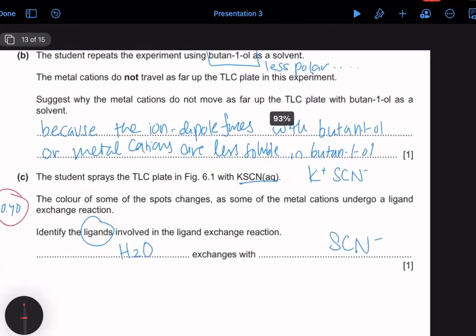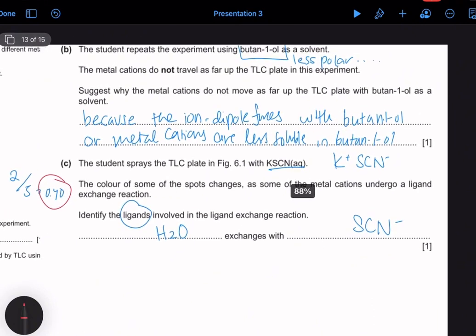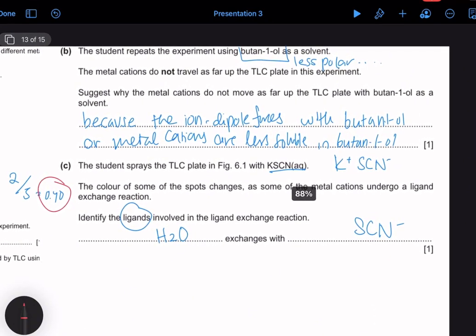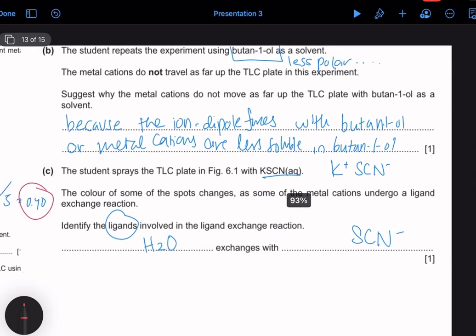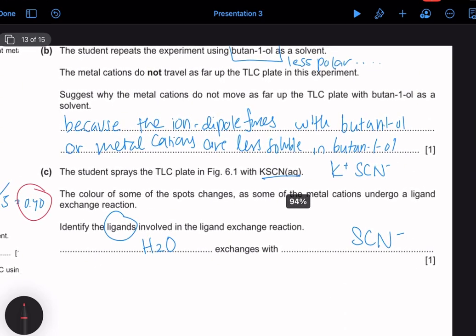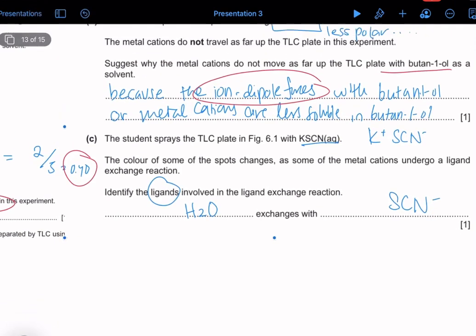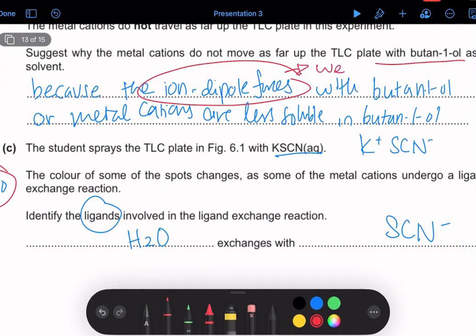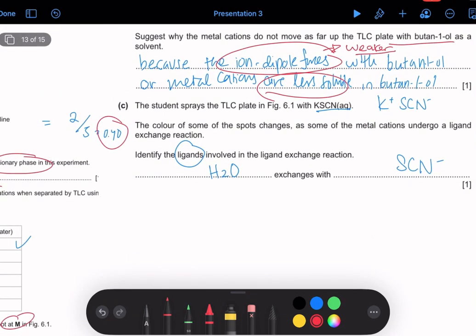Alright, the student repeats the experiment using butan-1-ol as solvent, which is again less polar. The metal cations do not travel as far up the TLC plate in this experiment. Suggest why the metal cations do not move as far up. Alright, it is less polar, then it means the ion-dipole forces would be weaker with butan-1-ol, and the metal cations become less soluble in butan-1-ol.